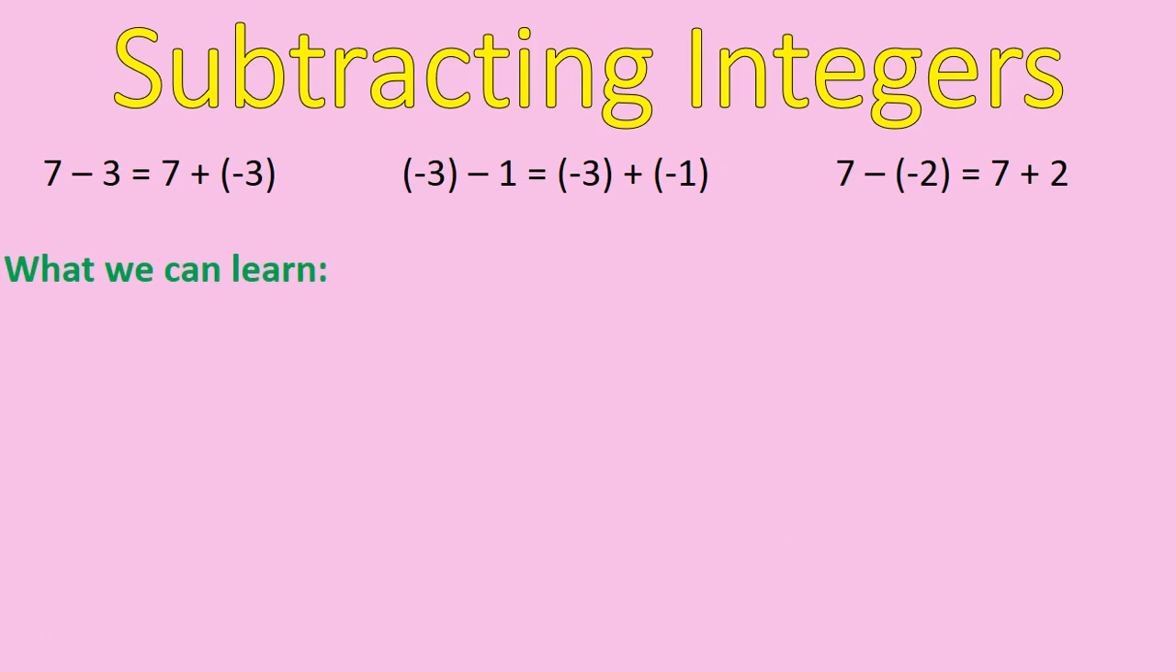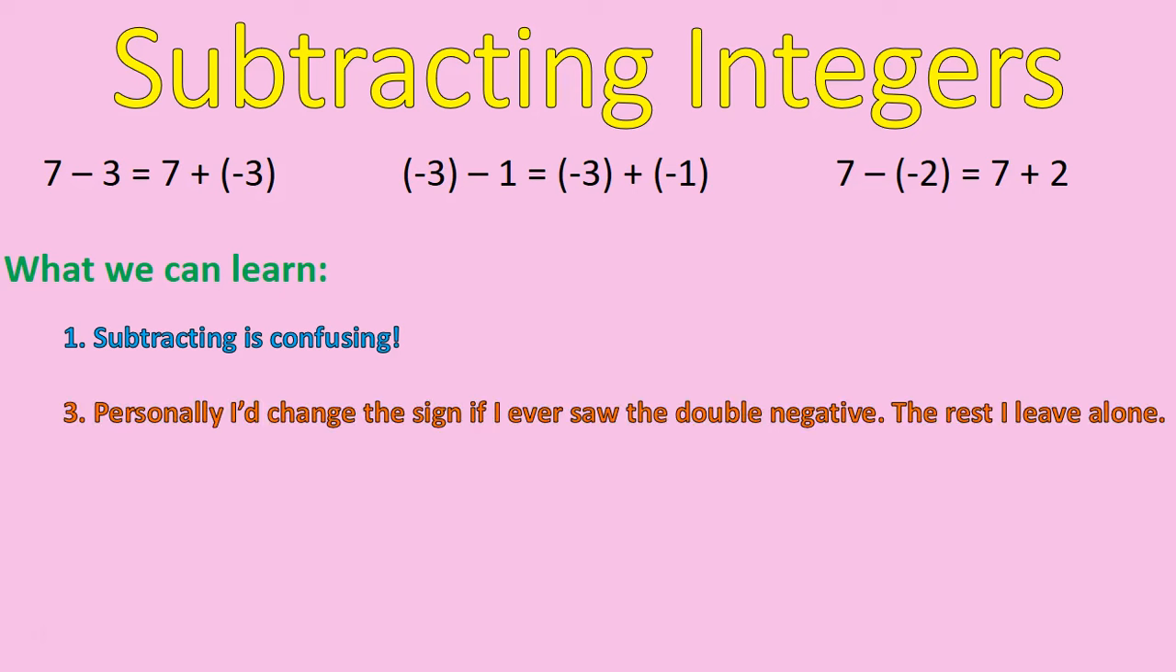All right, so let's quick review the things that we learned from this. Subtracting is confusing. If you didn't know that before, now you know it. Subtracting is definitely confusing. Personally, I'd change the sign if I saw a double negative. So if I see this type of question, just like I said before, I would change the sign into 7 plus 2. For the rest of them, I generally leave them alone, especially this type.